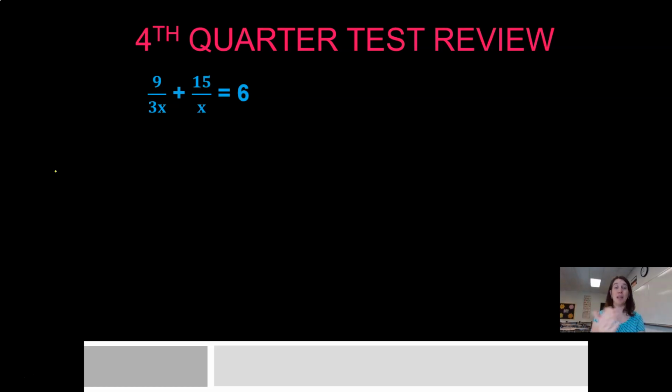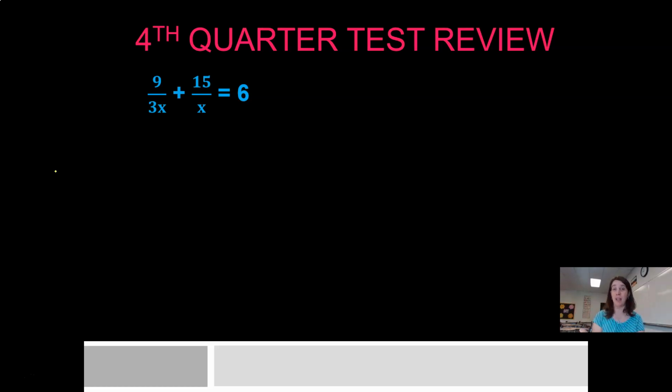Let's move on to our next question, number 29, where we're going to use our second method to help us solve because there's two fractions on the left-hand side. So 9 over 3x plus 15 over x is equal to 6. The second method that we talked about for how to solve these rational equations was to multiply by the common denominator. We talked about earlier in our packet here how to pick out the common denominator.